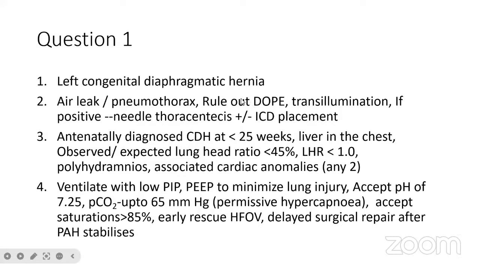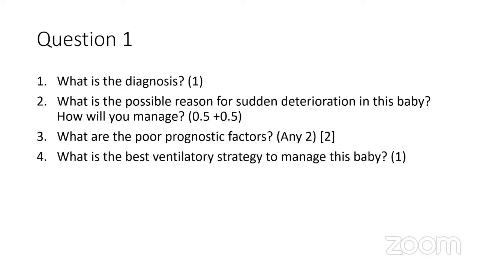So these are some of the causes. Now, in this case, the question scenario said that there were also distantly heard heart sounds on the left side. This is characteristic of pneumothorax, and hence one would like to do transillumination immediately to rule out a pneumothorax. And if present, one would immediately go for needle thoracentesis with ICD placement.